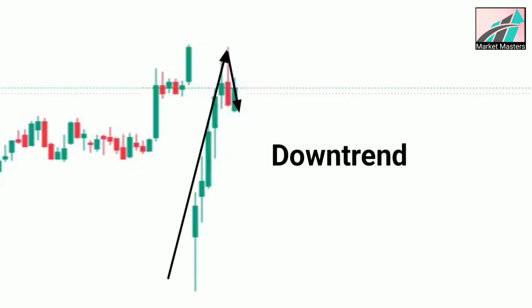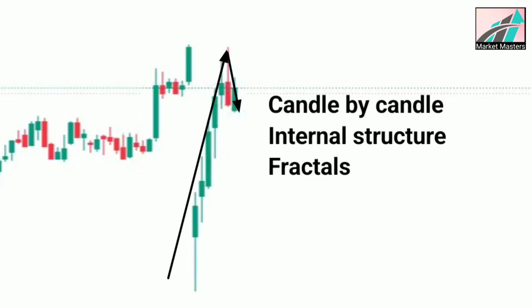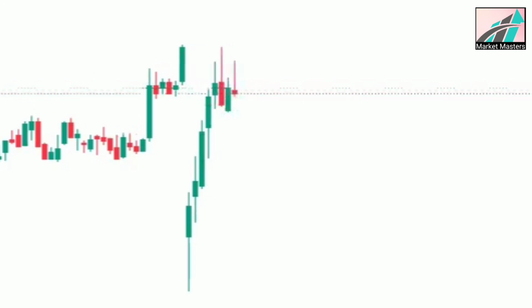Remember, this is a candle by candle structure, also known as internal structure. You can also call it a fractal structure. Very interesting. Next, we see a red shooting star candle, indicating selling pressure. However, it still forms a higher high and a higher low compared to the previous candle.